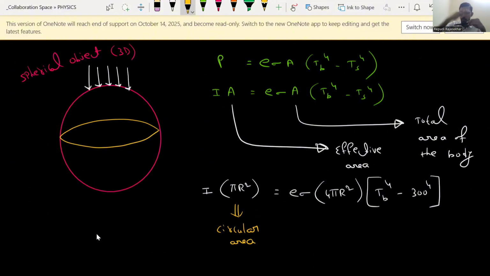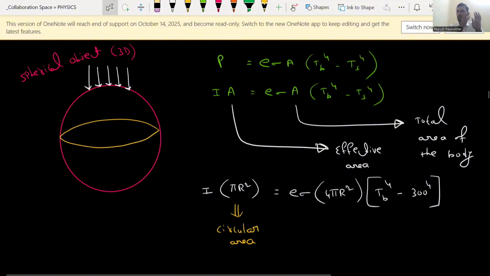Because light rays are coming parallel, they are not passing through the entire area of the sphere. Only the affected area matters here. So what is that affected area? It is nothing but this circular portion area. That is why I have written here pi r square. And exchange of heat can take place with the surrounding through the entire object, so I have written 4 pi r square on the right side. Hope it is clear to you, because it is a very minute point.